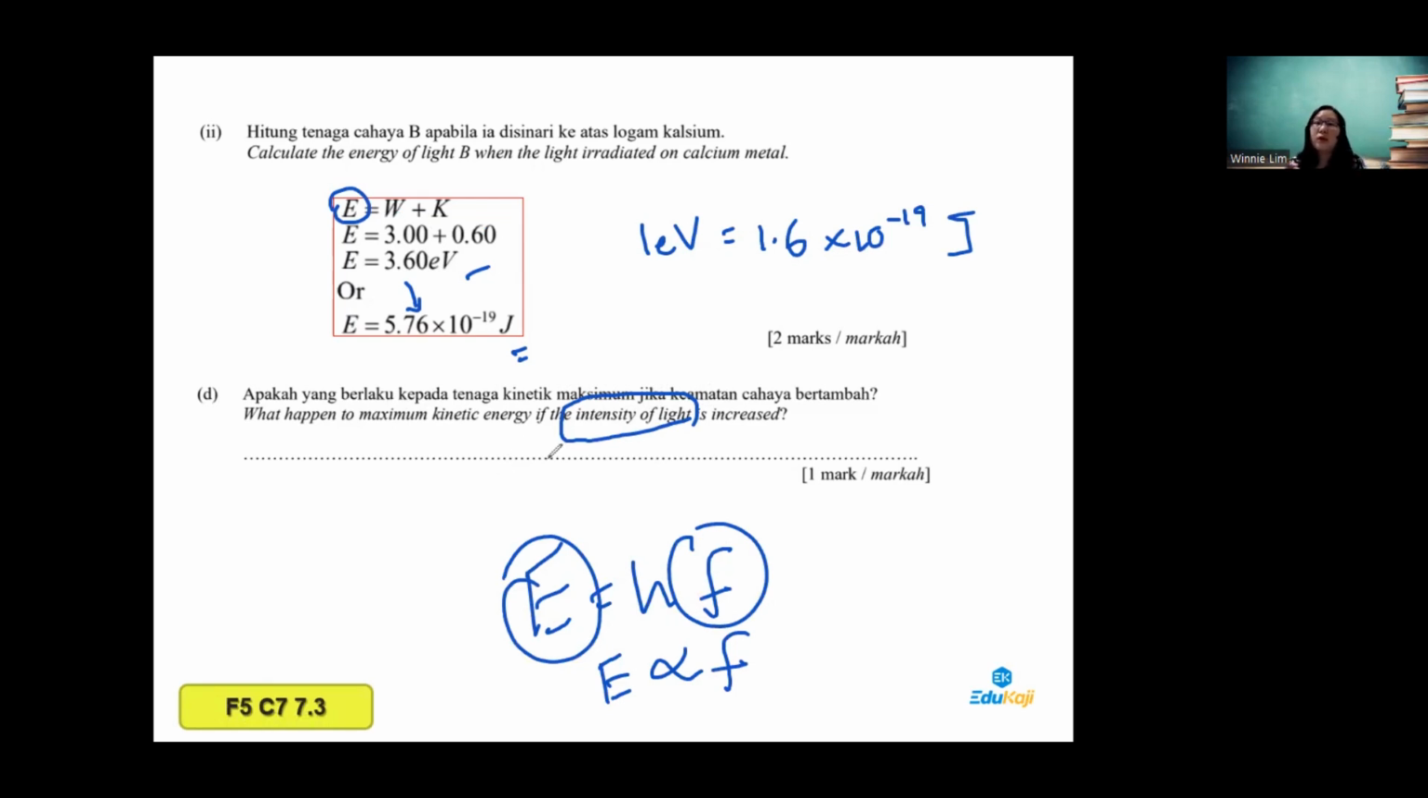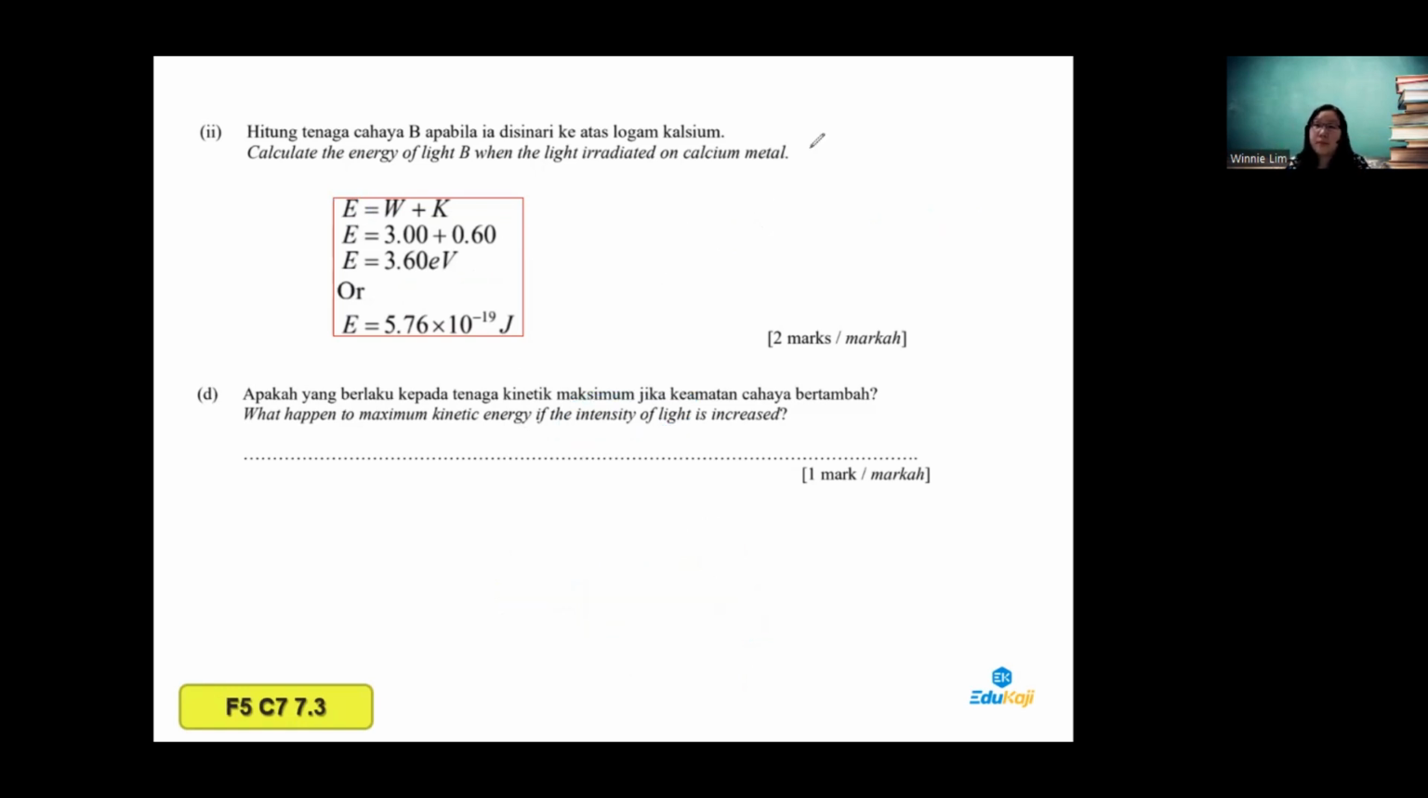If they do not exceed the threshold frequency of the matter, they have this minimum energy. But if your light frequency is less than the threshold frequency, there will be no photoelectric effect. So that's why there will be no effect on the maximum kinetic energy. So that's why it remains unchanged.